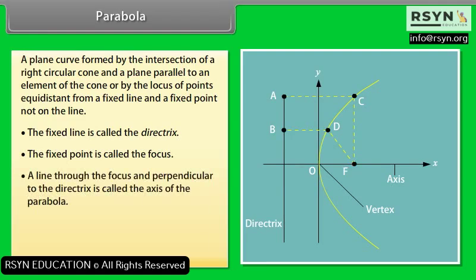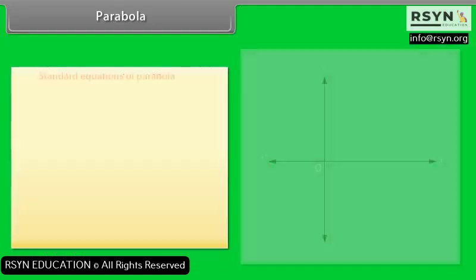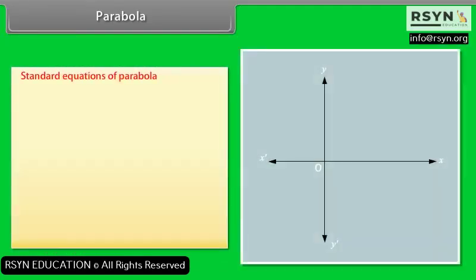A line through the focus and perpendicular to the directrix is called the axis of the parabola. The point of intersection of the parabola with the axis is called the vertex of the parabola. Standard equations of parabola.